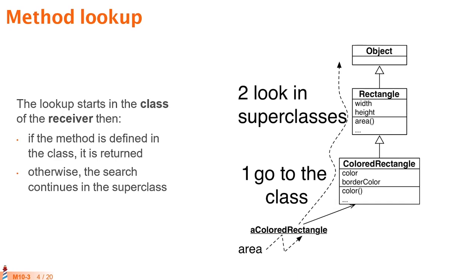The lookup always starts in the class of the receiver. In this case, we have a colored rectangle, so we start looking in the ColoredRectangle class. If the method is not in this class, we go to the superclass and find it there. We are sending the message area. We find it, and this is the method that we execute on the receiver.